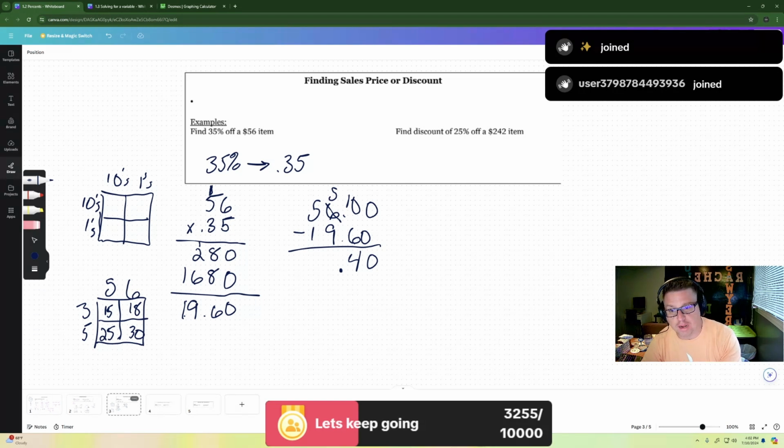Now, 5 take away 9 we cannot do, so we need to borrow again and make it 15. 15 take away 9 will leave us 6. And then 4 take away 1 will give us 3. So really, this item is now $36.40 after the 35% mark off.